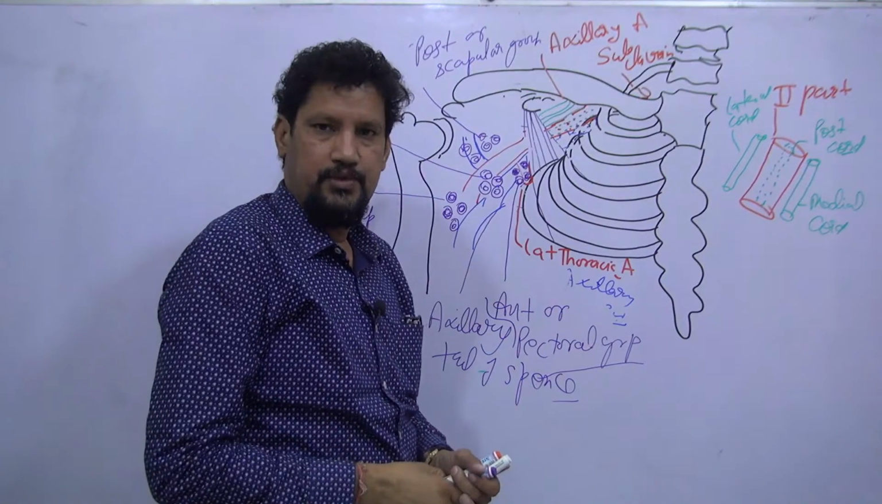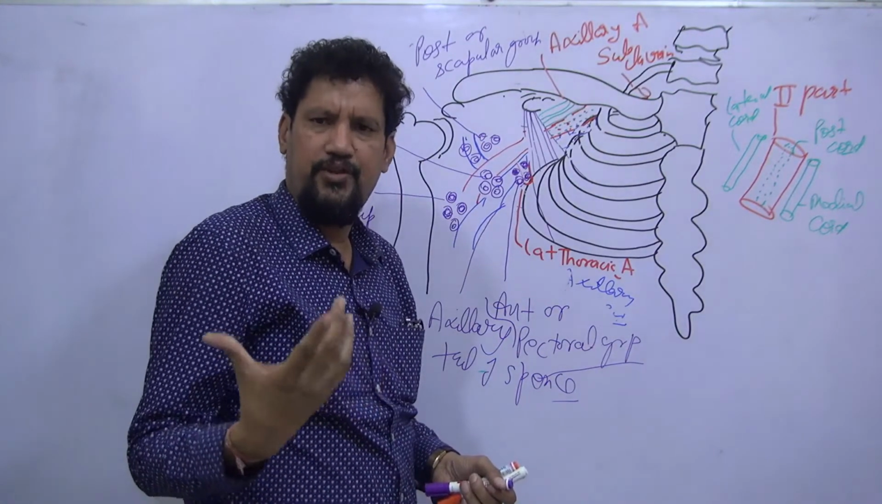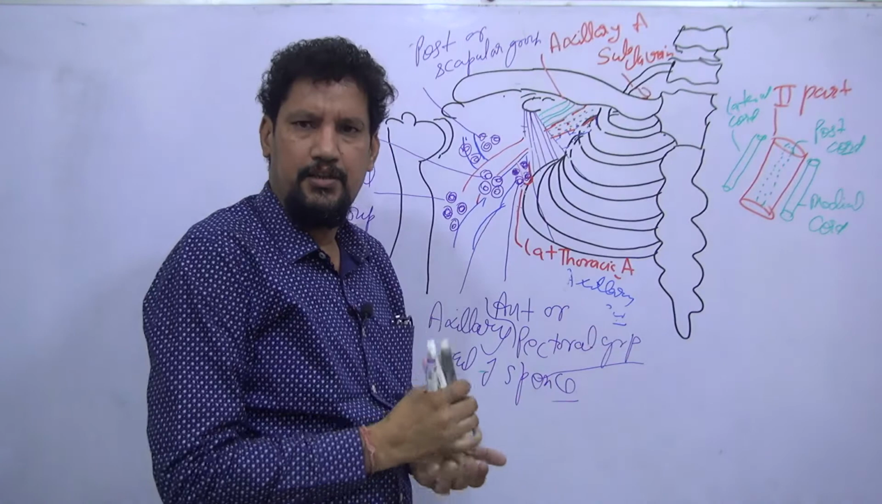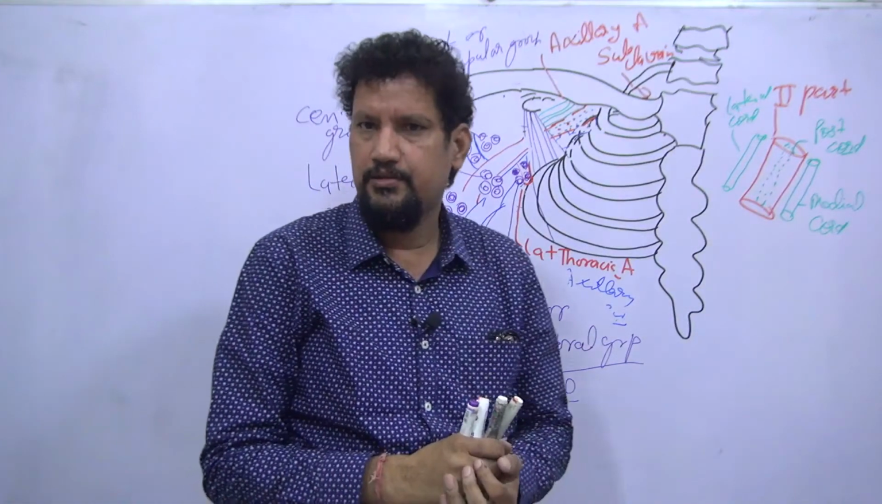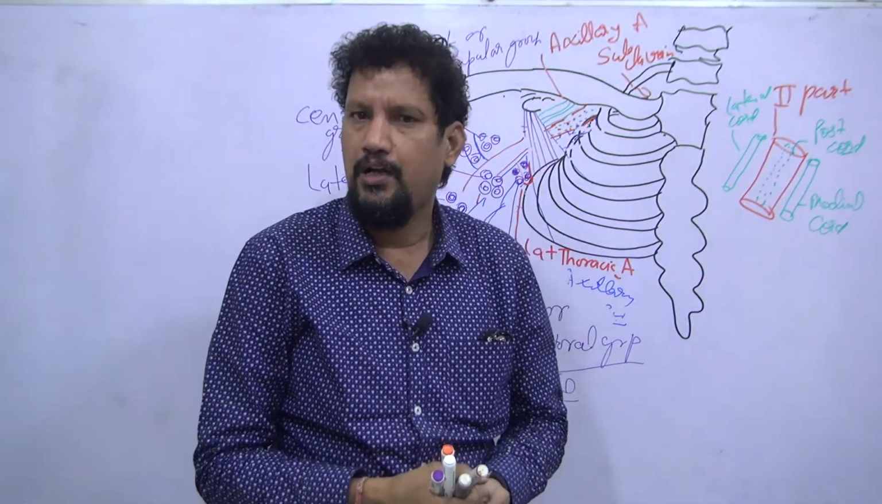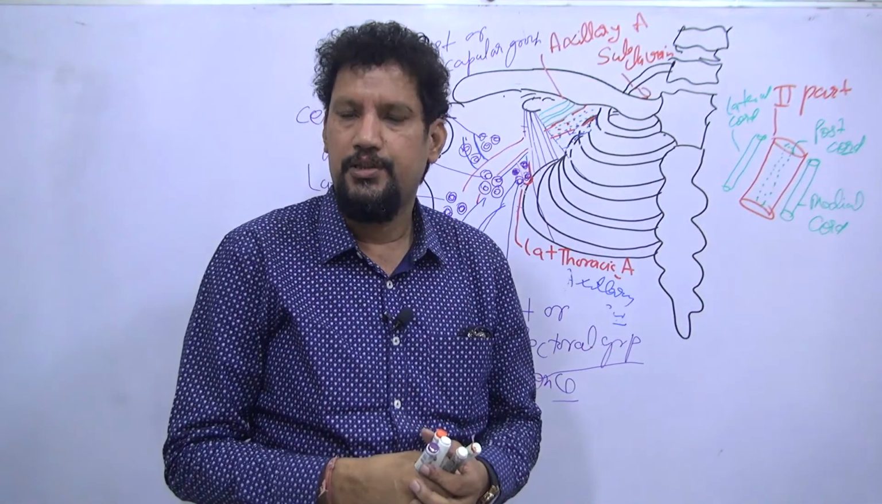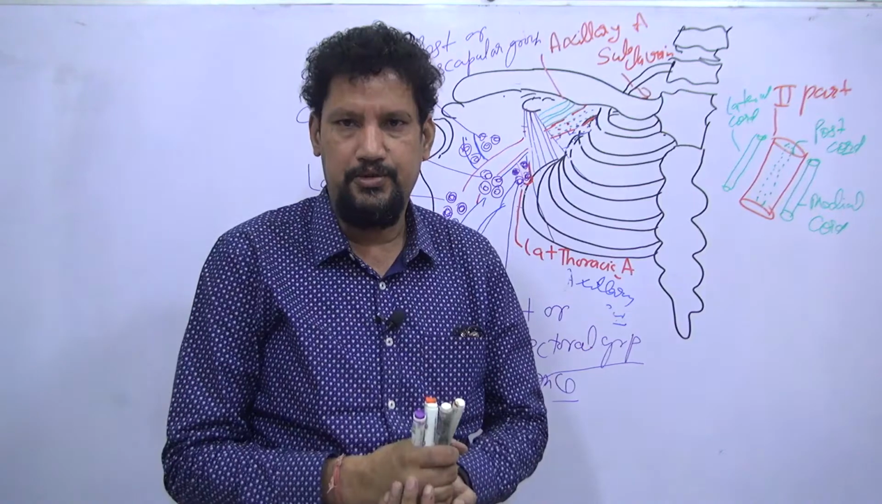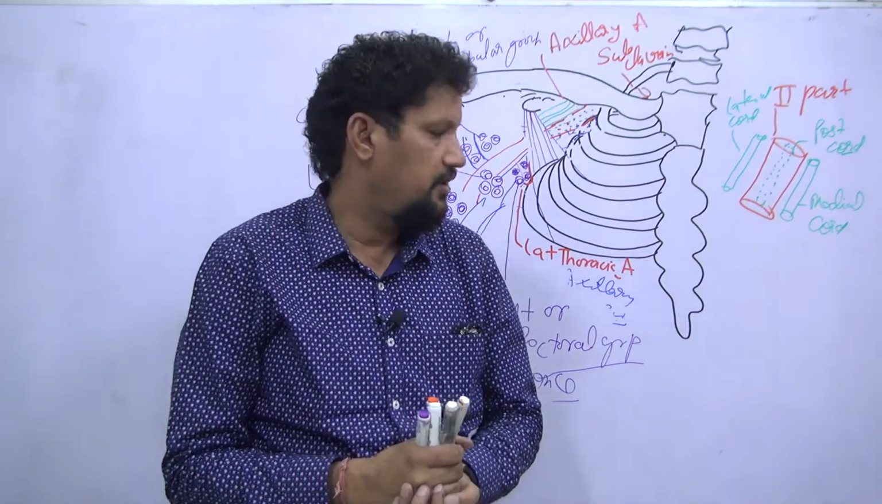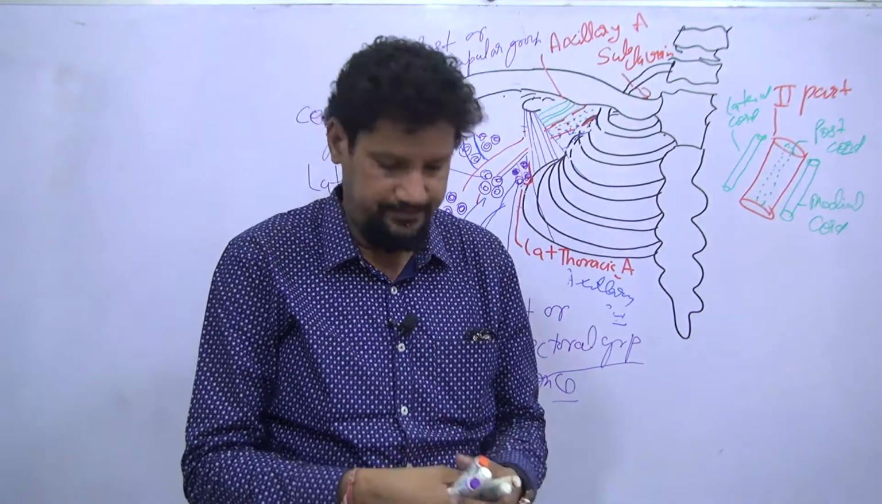Now, one more group, because there are 5 groups. We have seen anterior, we have seen posterior, the lateral, and the central group, which is receiving the lymph from all 3 groups: the lateral, the anterior, and the posterior.